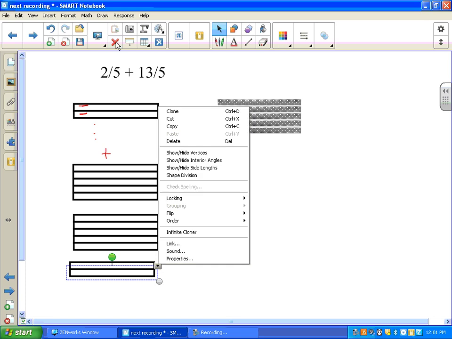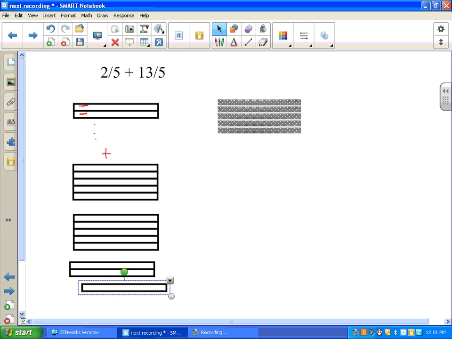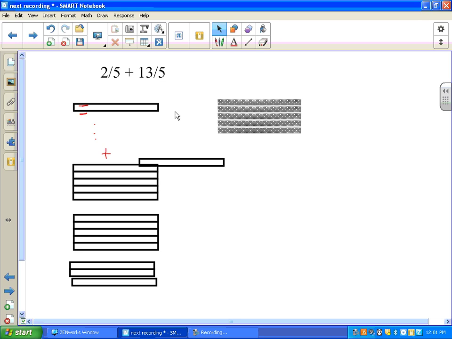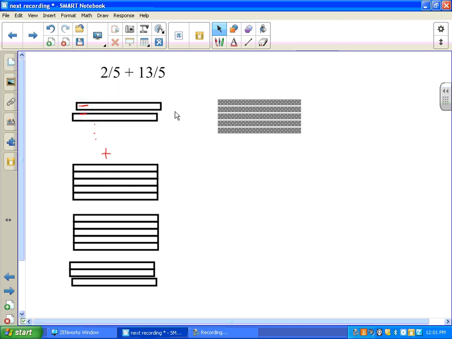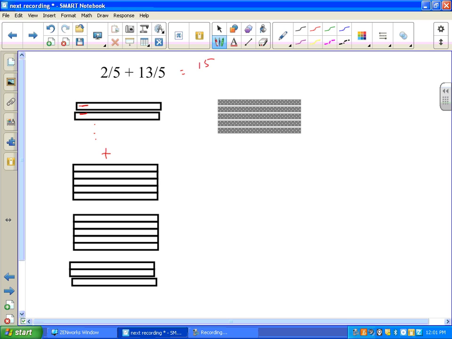Let me duplicate that one. Now we have 5. So if you notice, all of these are exactly the same size, so it's very easy to say that we have a total of 5 slices of pizza. And how many slices of pizza are in one pie? That's a total of 5. So the answer is 5 out of 5.